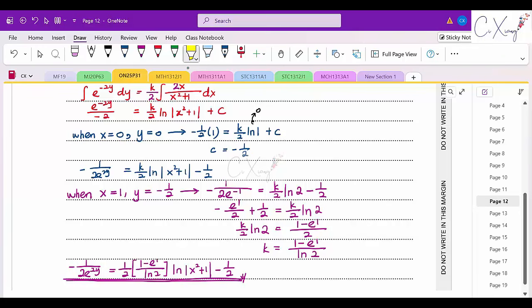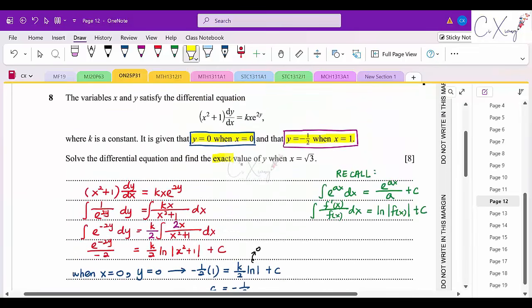Okay, and is this my final answer? No, not yet. It is not the end of the question yet. So if you refer back to the question again, what they want us to find is the exact value. Highlight the keyword exact value when x equals to square root of 3. So you need to substitute x equals to square root of 3 inside, simplify all your values and get the exact value for the y. Exact value means not the long decimal number, right? So it should be either in a surd form, pi form, or fraction.